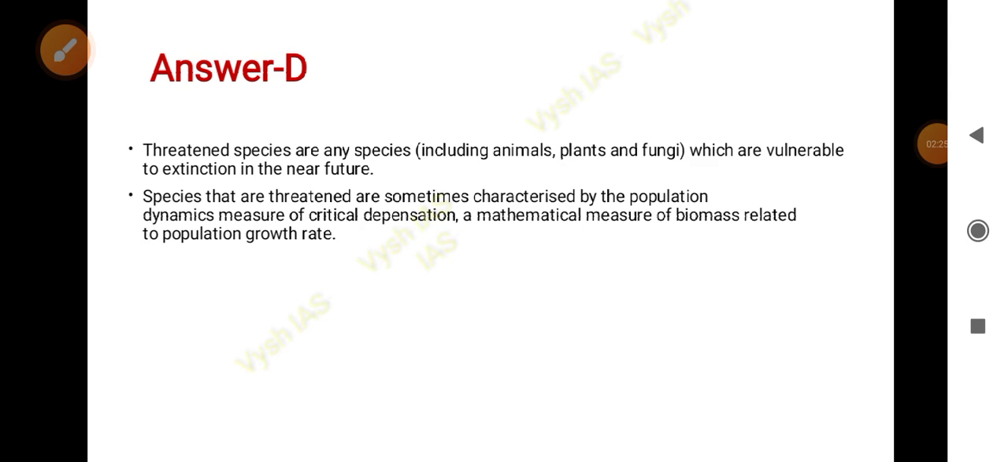Threatened species are any species, and it also includes animals, plants and fungi, which are vulnerable to extinction in the near future. You have to remember this. That's why they are called threatened, because their survival is threatened now. These species are sometimes characterized by population dynamics, because their population is decreasing. And a mathematical measure of biomass related to the population growth rate is done.